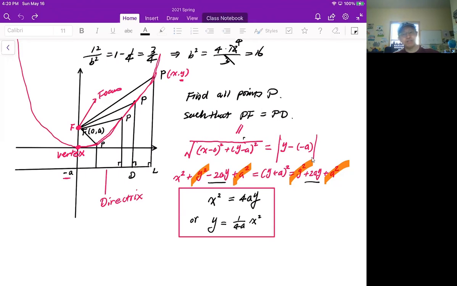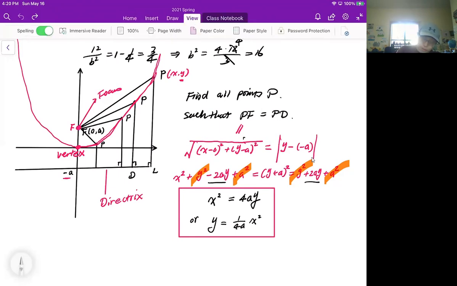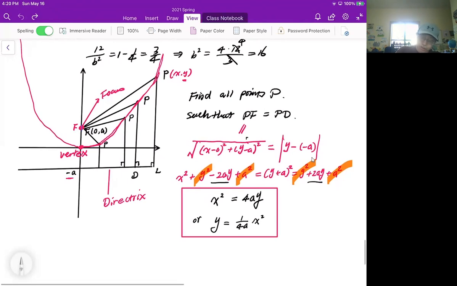So how do you define the parabola? A parabola is defined to be the set of points P such that you have, first of all, one point called the focus. I'm going to call that focus here, and then another straight line called the directrix. So this is called the directrix. One straight line and one focus.